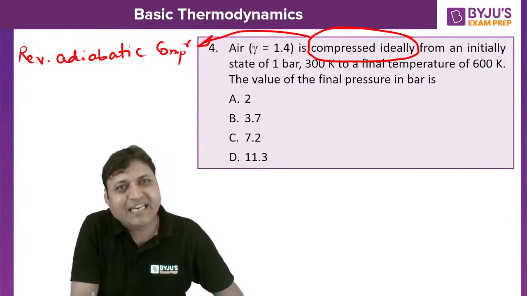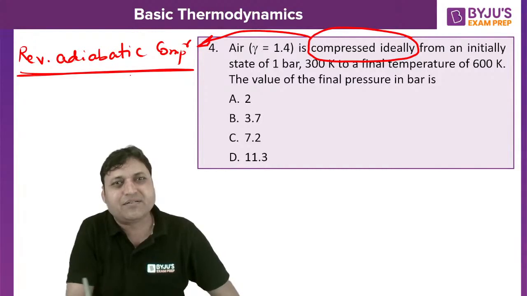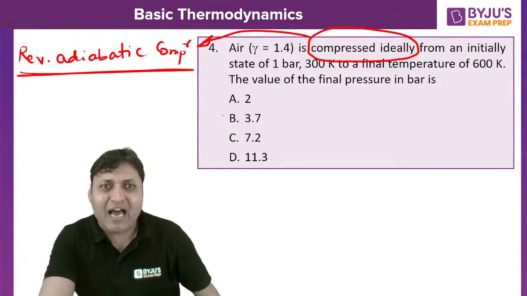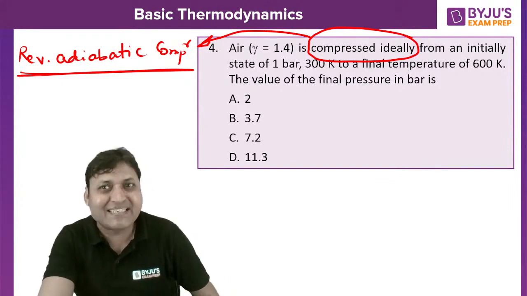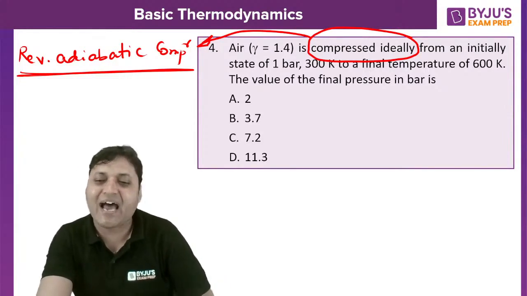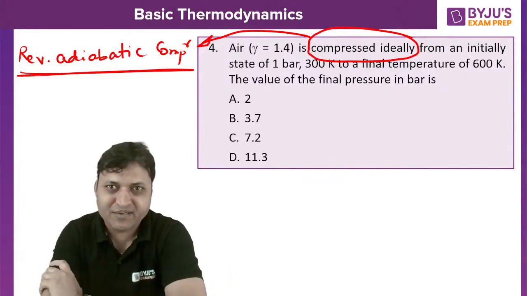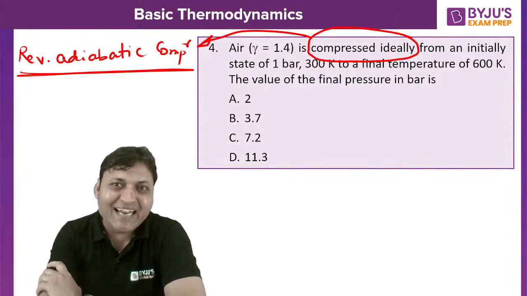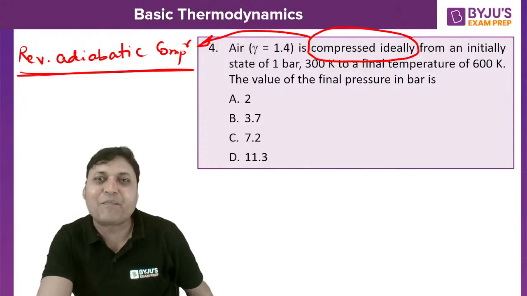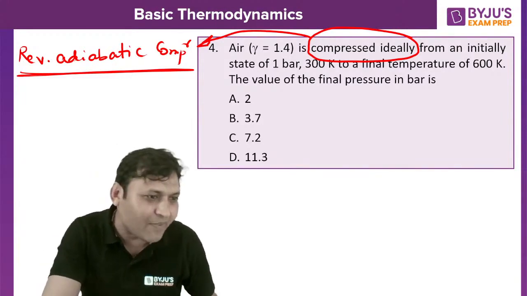Ideal compression is reversible adiabatic compression, which is happening in Carnot cycle. In Carnot cycle, compression and expansion are reversible adiabatic. That is ideal cycle. And heat addition and heat rejection are taking place isothermally. So ideal heat addition and heat rejection are isothermal, and ideal compression and expansion are reversible adiabatic, isn't it?